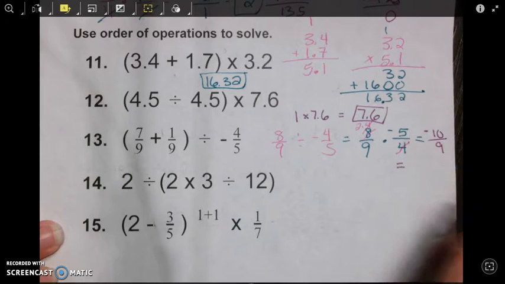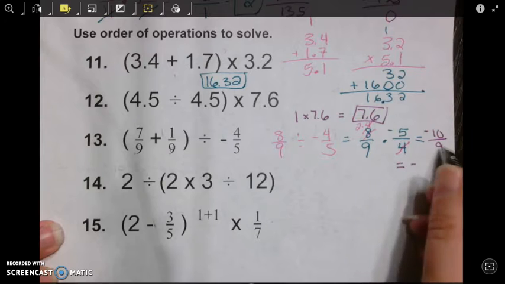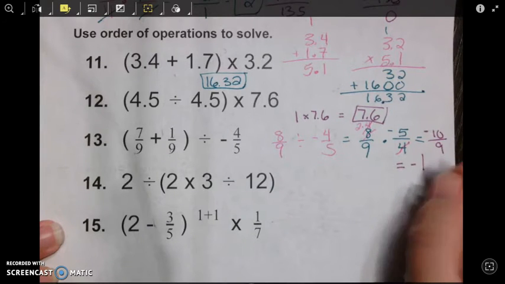And then let's go ahead and change this to a mixed number now. So 9 goes into 10 one time. And then subtract here, so you get 1 over 9.